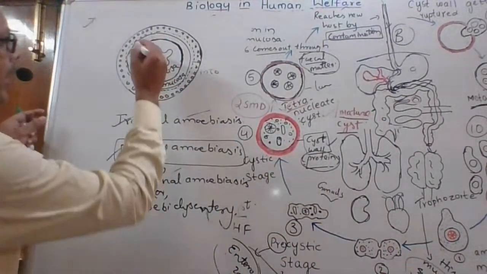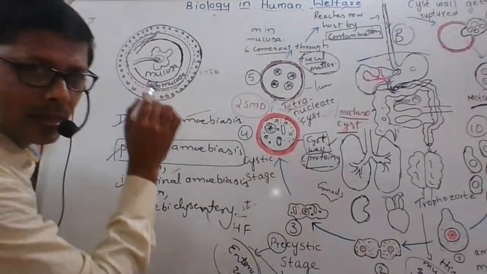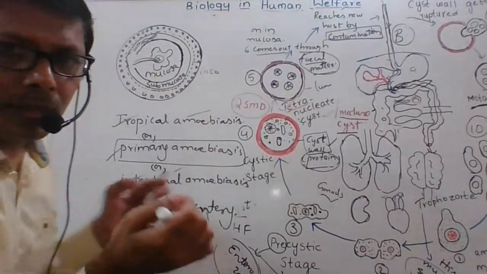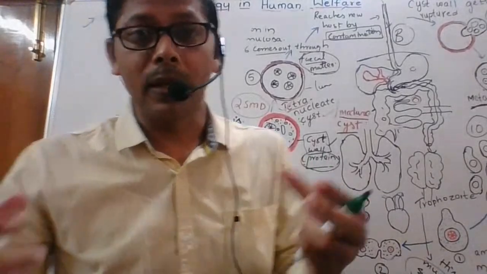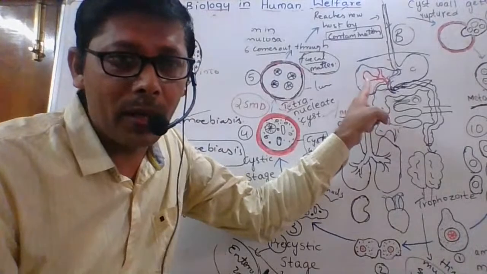Here I will show you in black. For example, this is the blood capillary. Here trophozoites are present. The walls rupture. If trophozoites enter into our blood circulation, through the blood circulation, first they reach our liver.